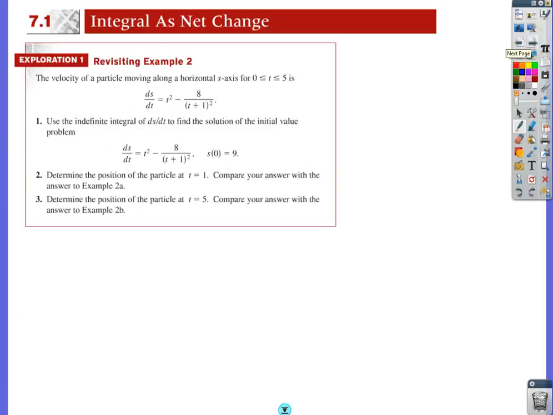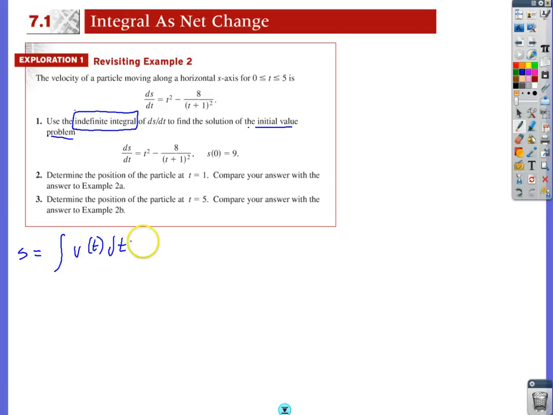So it says use the indefinite integral. So again, here's my function. It says use the indefinite integral to find a solution to this initial value problem. This is going to be a little bit different. So I'm going to start off with an indefinite integral. What does that mean? That means I'm going to have an integral without a limitation. And I'm going to say that my position function is going to be equal to the integration of my velocity function.